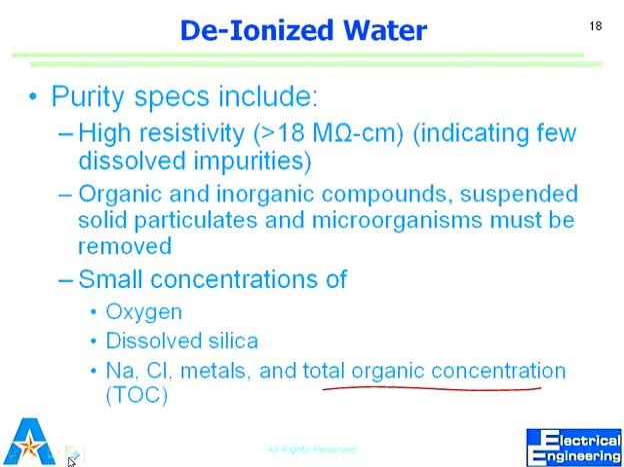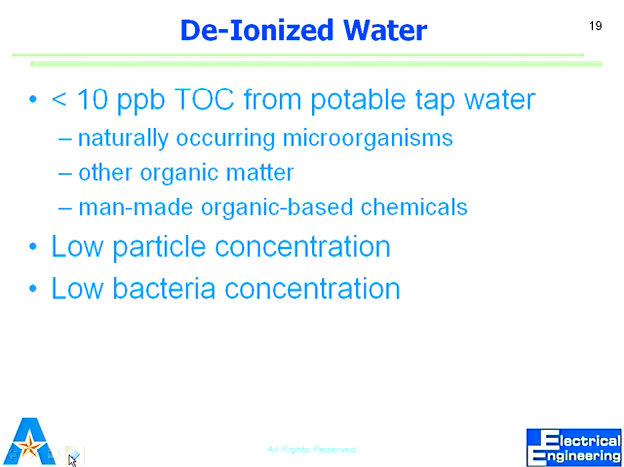Gases in there must also be removed: oxygen, silica, metals. What we call TOC, total organic concentration, have specific numbers that have to be below a certain limit. So a whole lot of processing has to be done on the water. We want less than 10 parts per billion of TOC. Where do they come from? Naturally occurring microorganisms, organic matter, man-made organic-based chemicals. All sorts of things are there in tap water, which is good for drinking, not good for processing.